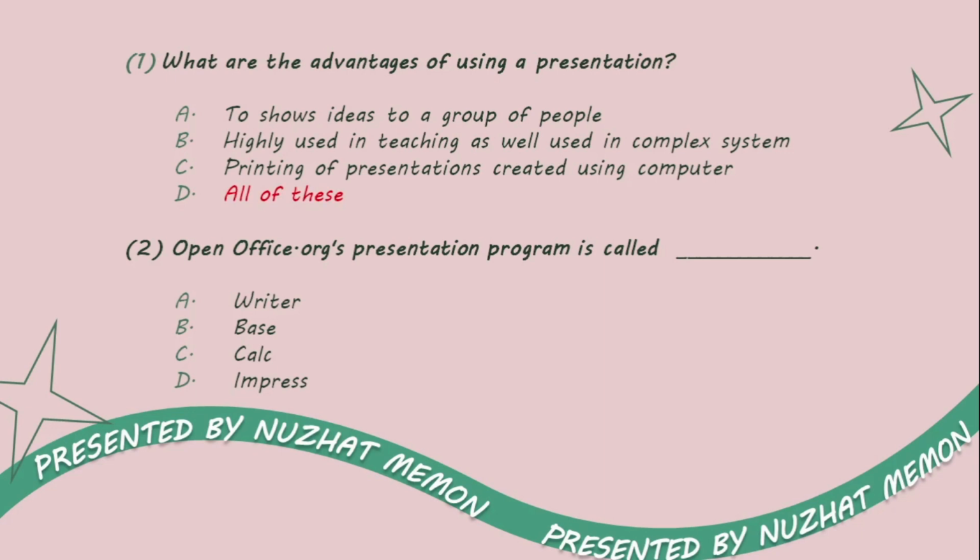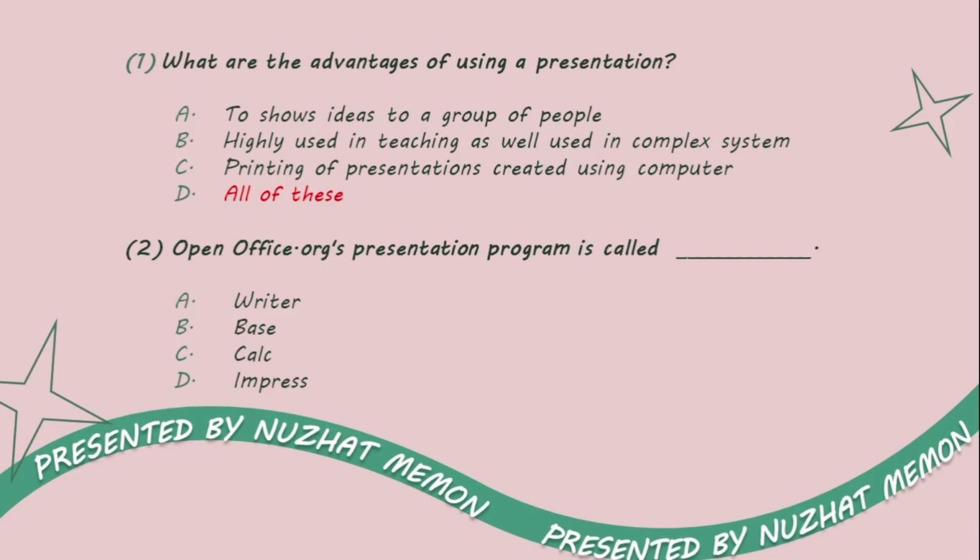So basically to show ideas to a group of people. Next is highly used in teaching as well as used in complex systems. Like I am using it for giving knowledge about this chapter to all of you, right? And next is used in complex systems. That means it can be used in offices and many multi-million companies also, right? Next thing is printing of presentations created using computer. Yeah, for this also presentation is the biggest advantage.